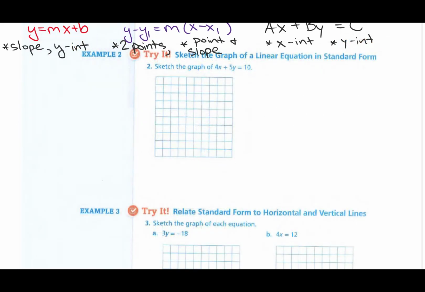In example 2, we are asked to sketch the graph of a linear equation in standard form, and they give us the equation right here, 4x plus 5y is equal to 10. So just a quick review about these intercepts.